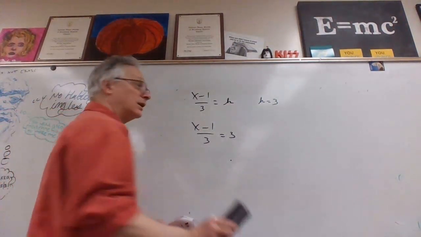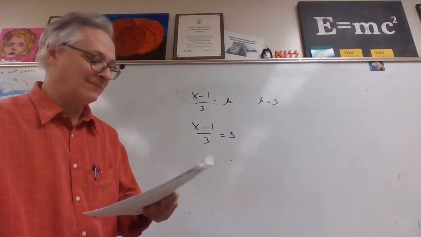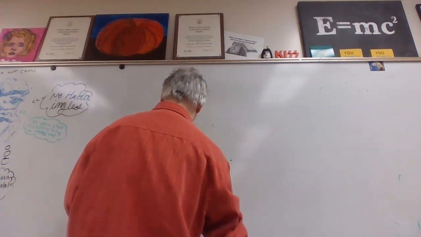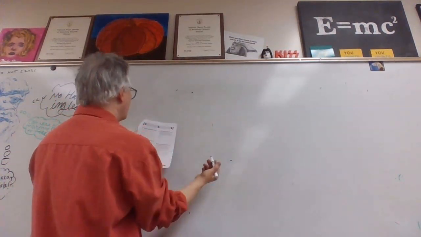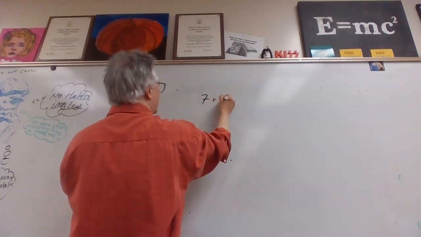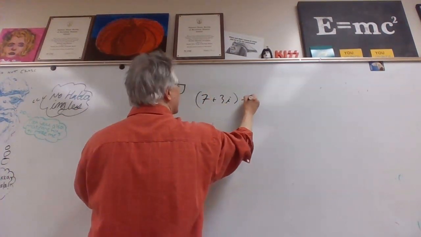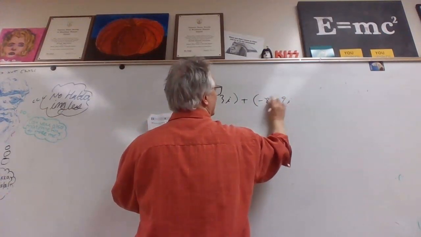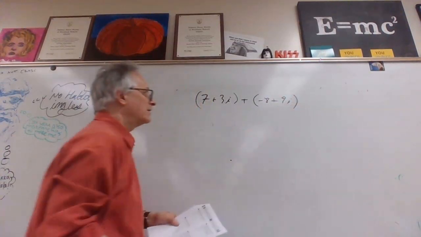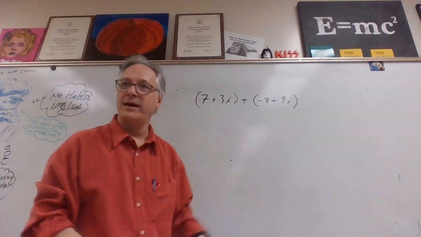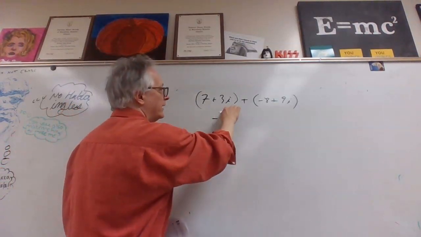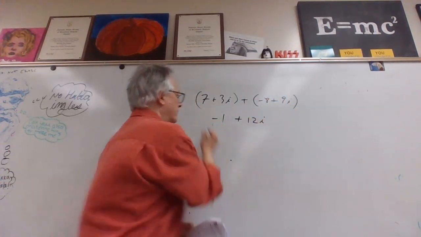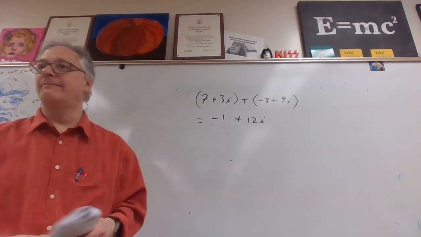Number 2. Don't be tempted to FOIL this one. So we got a complex number, 7 plus 3i. Again, plus sign here, negative 8 plus 9i. Nothing to this. 7 plus a minus 8, minus 1, 3 plus 9, and you're done. And that should be 8, letter A.